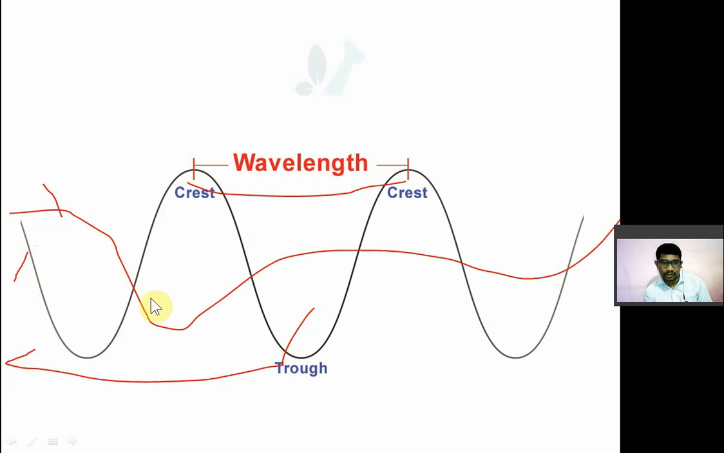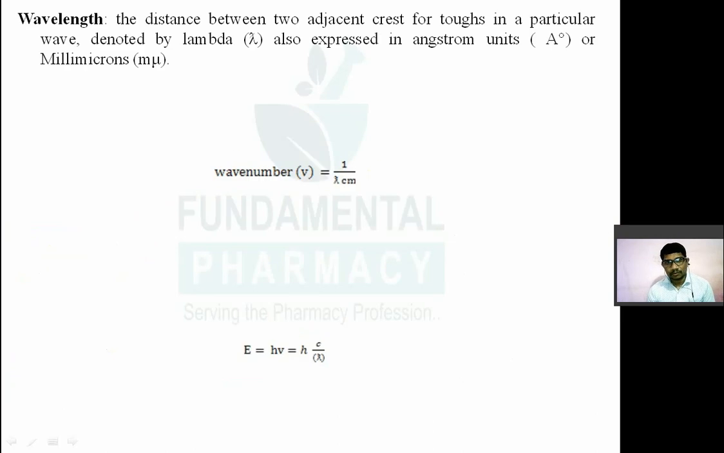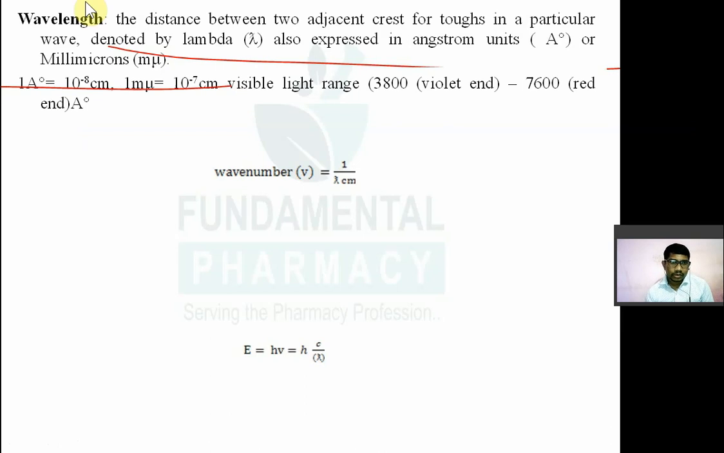known as wavelength. So wavelength is the distance between two adjacent crests or tops of a particular wave, denoted by lambda. It can also be expressed in angstrom units, or micron, millimicron, micrometer. One angstrom is 10 raised to minus 8 centimeter or 10 raised to minus 10 meter. One micrometer is 10 raised to minus 4 centimeter or 10 raised to minus 6 meter. What is the visible light range?